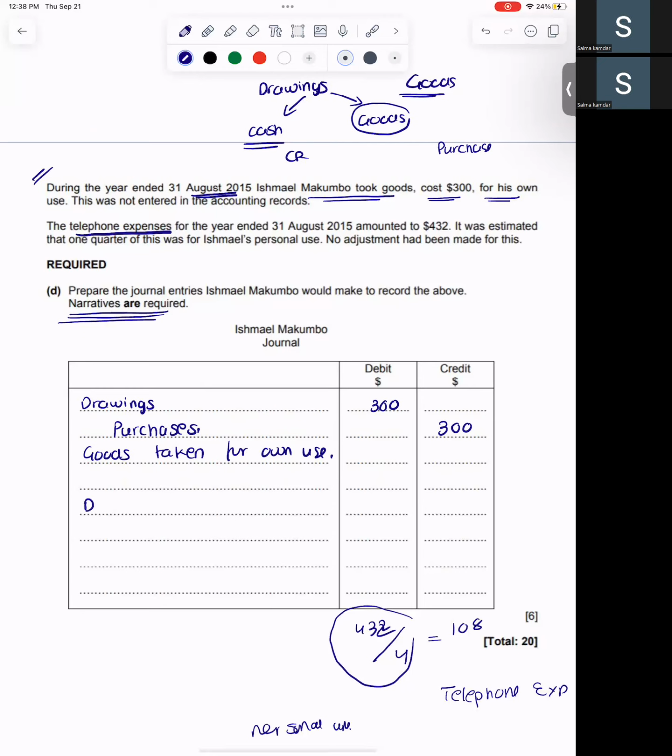So drawings will be debited 108 and telephone expenses will be credited 108. And what will I write? Personal telephone expenses transferred to drawings account. I have transferred the personal telephone expenses to the drawings account.